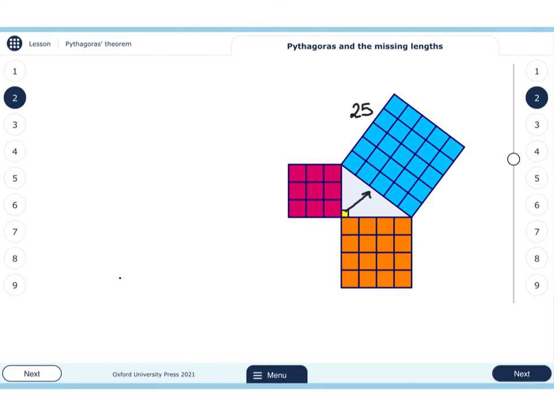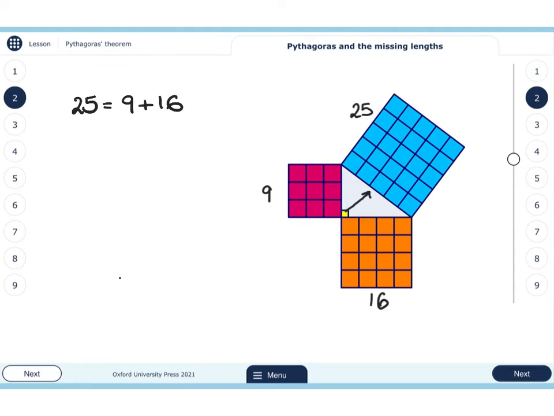This large square over here is 25. This one over here is 16. And this one over here is 9. So what we quite often use is that to get the biggest square, you add the two smaller ones together. Okay, so watch out for that.